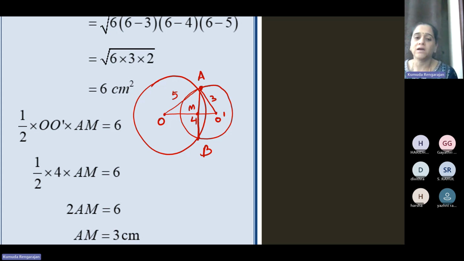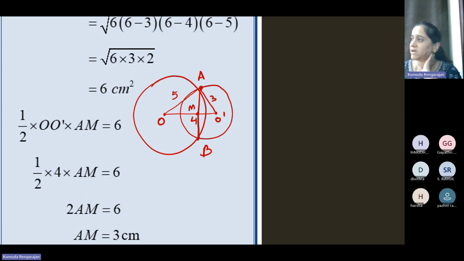Okay, again. Name the line segment that represents the radius of the first circle. OA. Line segment that represents the radius of the second circle. O dash A. Which is the line segment that represents the distance between the centers? OO dash, not O and O dash. It's a line segment. OO dash is the distance between the centers. Where do the two circles intersect?